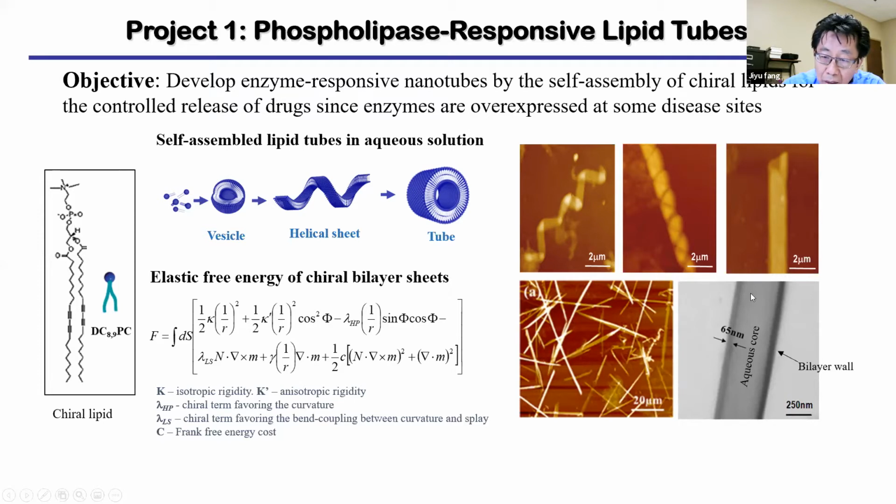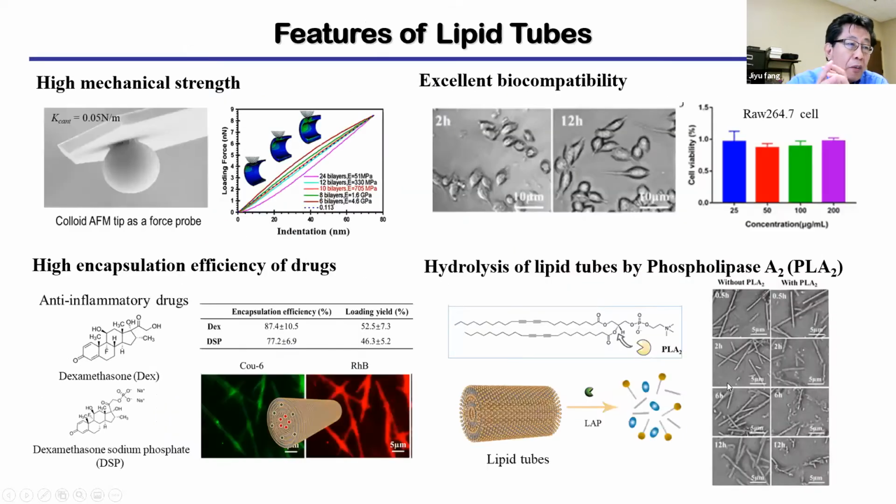The tubular structure is a very good drug delivery system, which contains a hydrophilic core and hydrophobic walls. We have developed a colloid probe based on the AFM tip, which can be used as a force probe or nanoindenter to study the mechanical properties of the lipid tube. We find the lipid tube is very rigid, with a Young's modulus of around 700 megapascal.